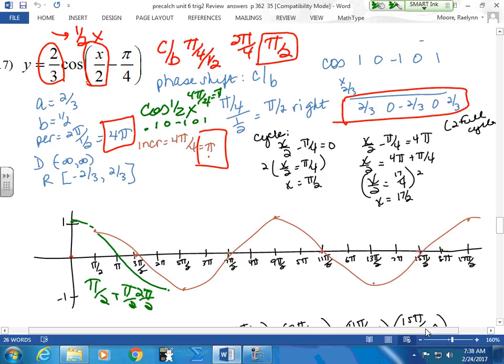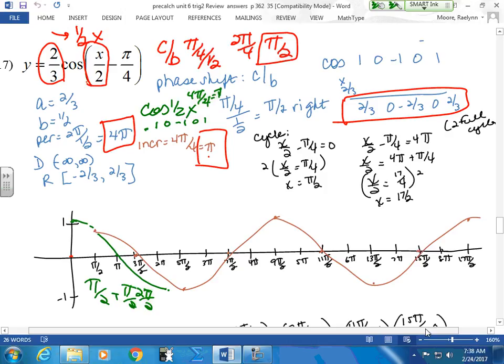I somehow graphed it right, but when I did the x over 2 minus pi over 4, I set it equal to 0 and 2, and somehow I still got it. And you'd still have to go this far because you still had to get your full cycle in here. Yeah. You went up to here. Yeah, and then I just did the negative. And you did the negative, that was fine.